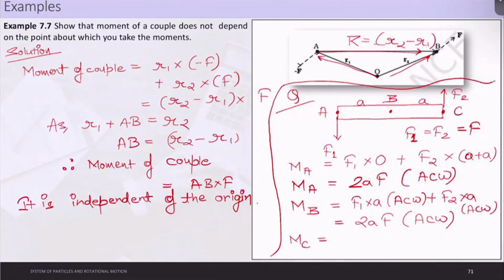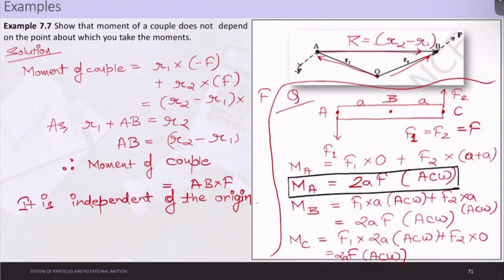Now let us calculate at point C. If we calculate at point C, F1 into 2A, which will be again in anti-clockwise sense, plus F2 into 0. Why 0? Because there is no distance between the point C and the line of application of force F2. So therefore, this is also equal to 2AF in anti-clockwise. If you see clearly, all the moments we calculated have the same values. So hence this is proof that even if you change the position, the value of the moment calculated will always be the same for the couple.